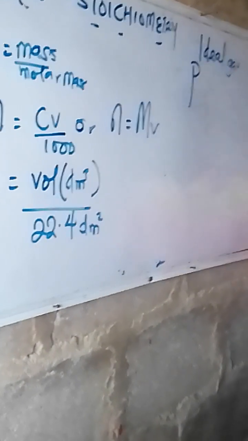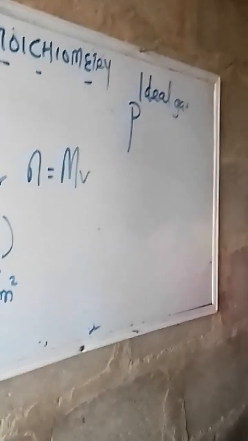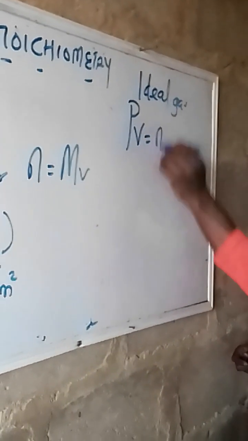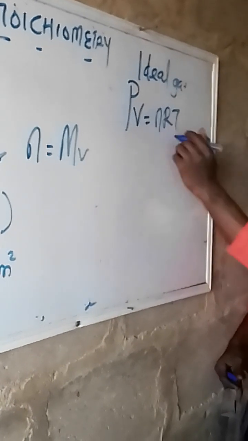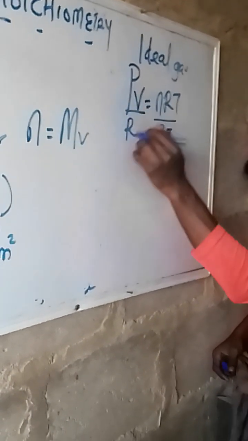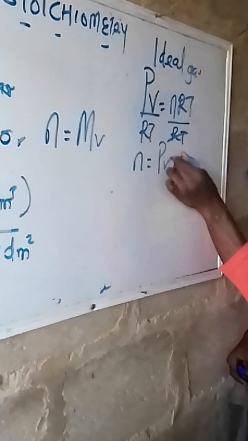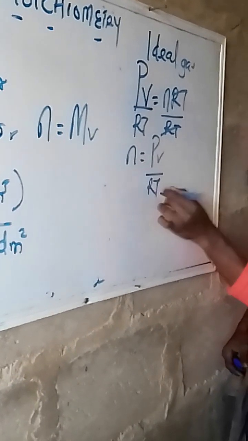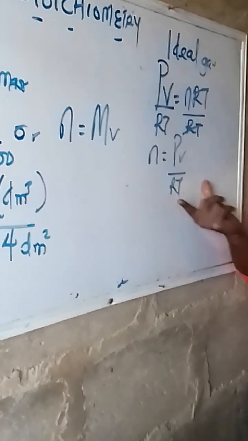Let me show you how to get that. For ideal gas, if we recall the gas equation, we have PV equals nRT, isn't it? What are we looking for? n. Divide through by the coefficient of n, which is RT. This settles this. What are we left with? n equals PV all upon RT. I know you know that. So I just tell you how we arrive at this.